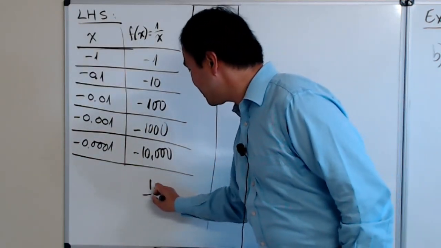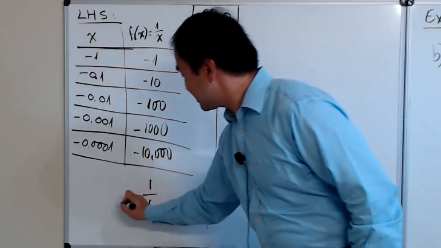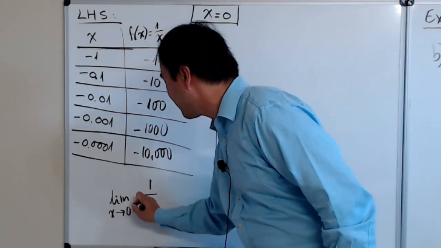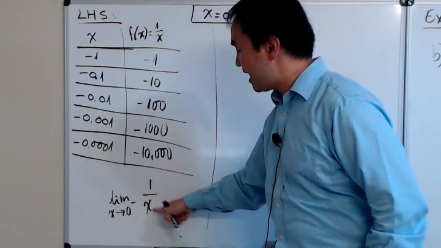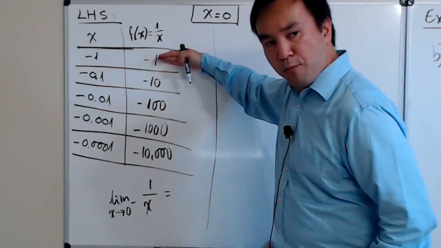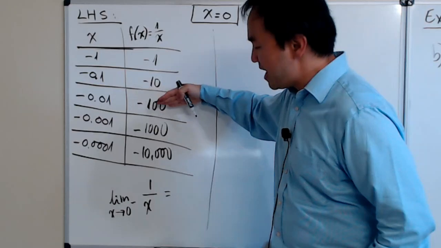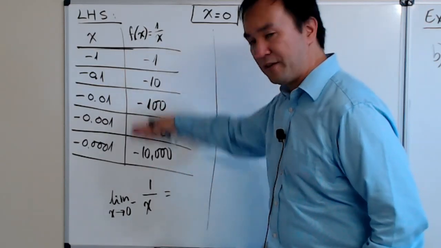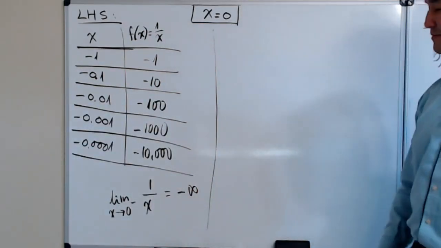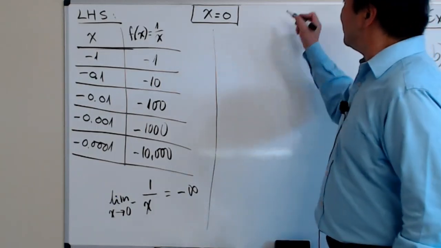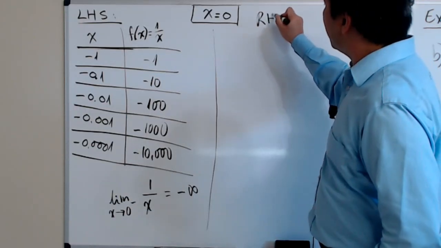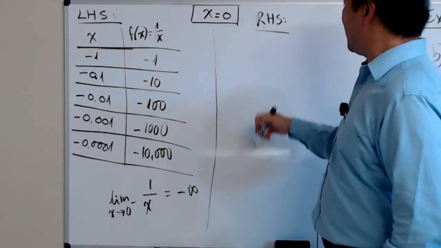I hope anyone viewing this video at this point is forming a prediction. What is the limit of the function 1 over x as x gets close to 0 from the left-hand side? What's your prediction? The output values are getting bigger and bigger, but more negative, further negative, further negative. So this is negative infinity. So we have the left-hand limit, and now the right-hand limit.